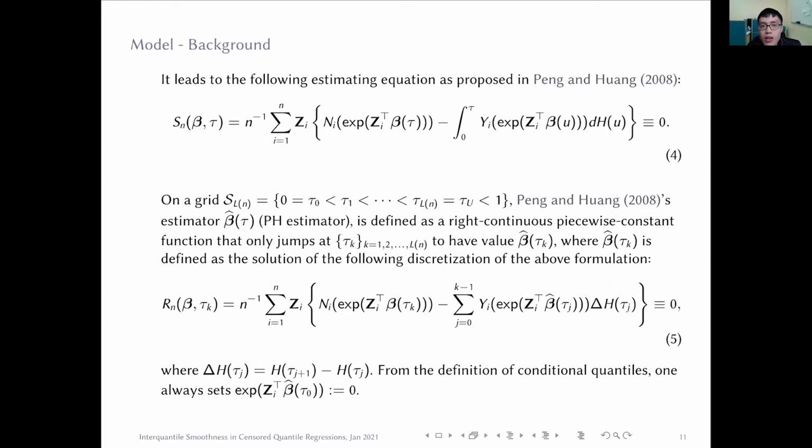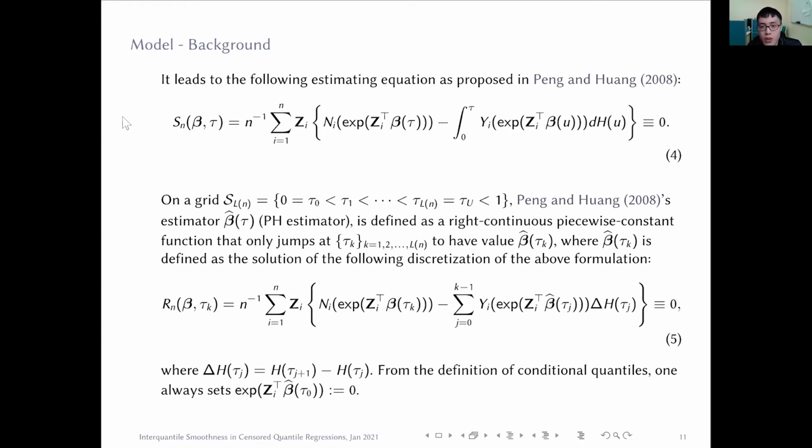So Peng and Huang proposed to estimate the parameter on a fine grid S. They define the estimator as a right continuous piecewise constant function that jumps only at the grid nodes, and the corresponding values are obtained sequentially by formula 5. So starting at quantile tau 0 equals 0, we can get the estimates at quantile levels tau 1, tau 2, up to tau u.